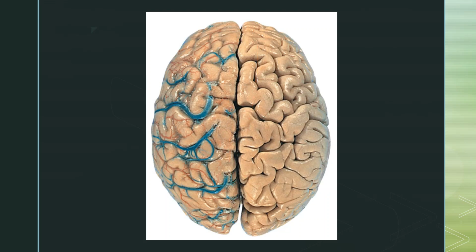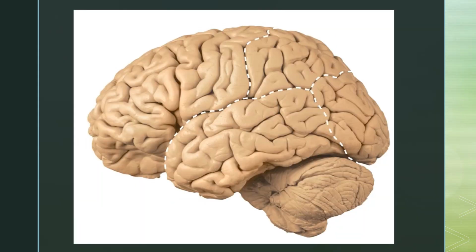Yeah, and we can have a good view here of all our gyri and sulci. Okay, so remember our valleys and our hills. All right. So let's talk about the really specific important sulci and how they separate our lobes.